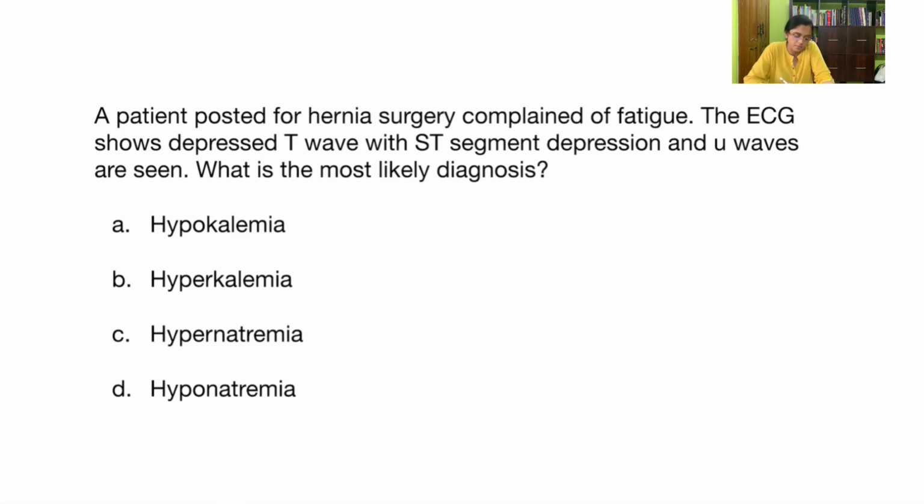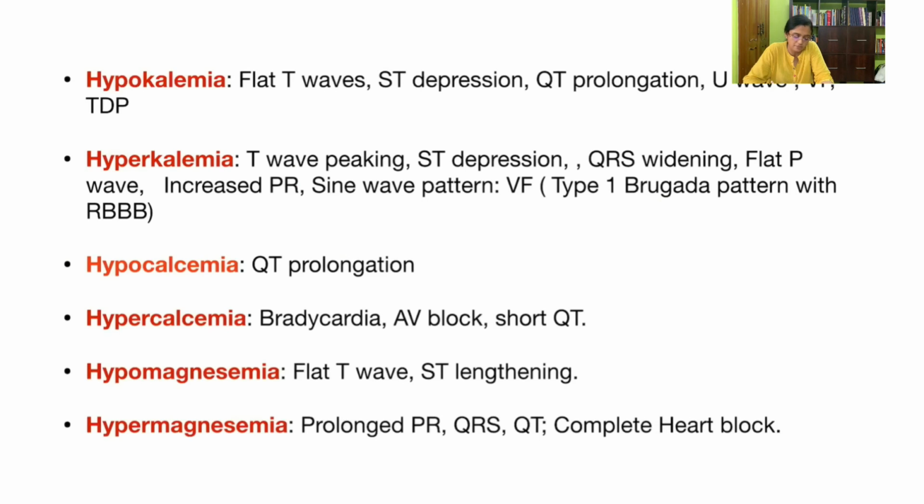A patient posted for hernia surgery complained of fatigue. ECG shows depressed T wave with ST segment depression and U waves. What is the most likely diagnosis? So we all know that this has to be hypokalemia. We should remember some of the ECG features, especially of electrolyte imbalances associated with potassium.